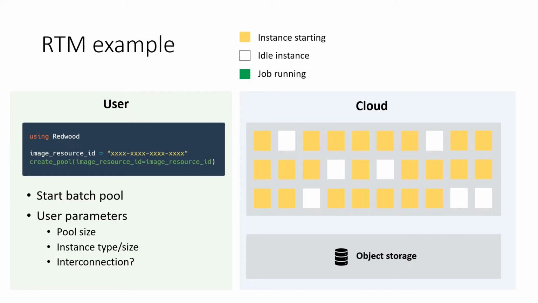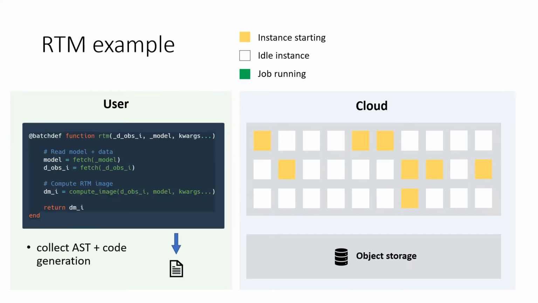Users need to specify the size of the pool, which instances to use, and whether a subset of nodes need to be interconnected. These parameters are specified in a separate parameter JSON file. Instead of specifying the number of instances, it is also possible to start with an empty pool and enable auto-scaling, in which case instances are automatically scaled up and down depending on the number of tasks in the queue.